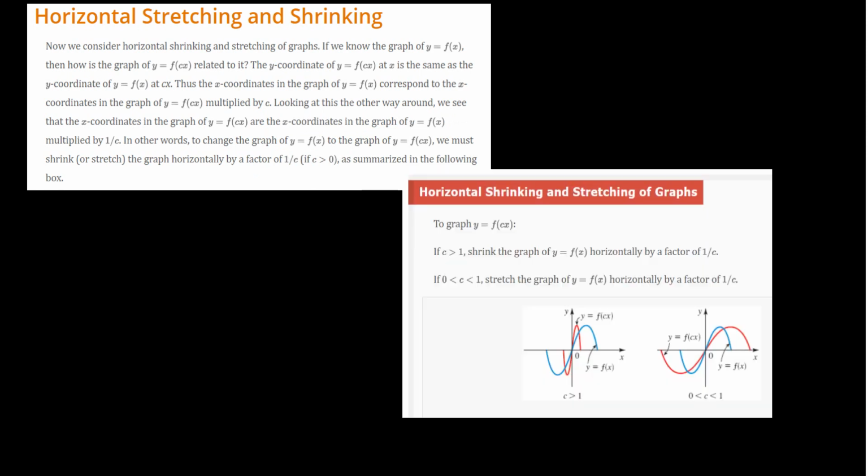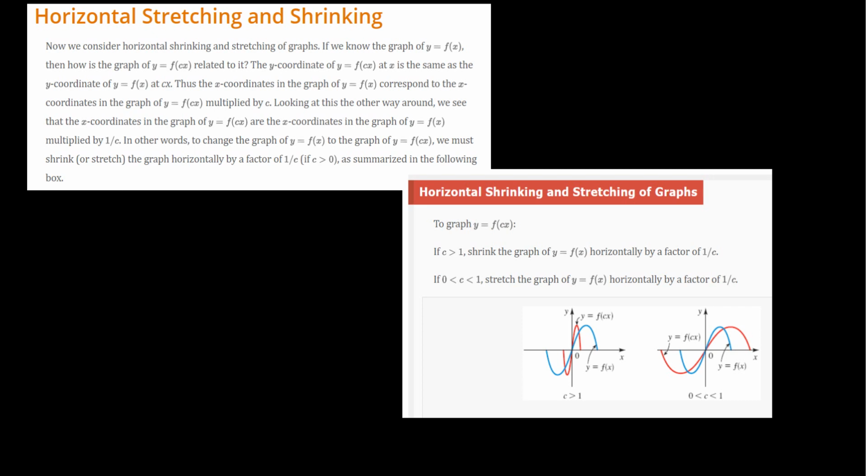Okay, good. Okay, so it reads, now we consider horizontal shrinking and stretching of graphs. And again, actually, I'm not even going to read this up here because I feel like that does get a little confusing for many of you. A lot of you just want to know this. Now, again, if you're going into mathematics or something, this is a very rigorous idea behind it. But I know many of you care about this, so we're not even going to read that, but you can. So this reads, to graph y is equal to f of c x, the function of x, f of x, but we're multiplying it by some value of c.